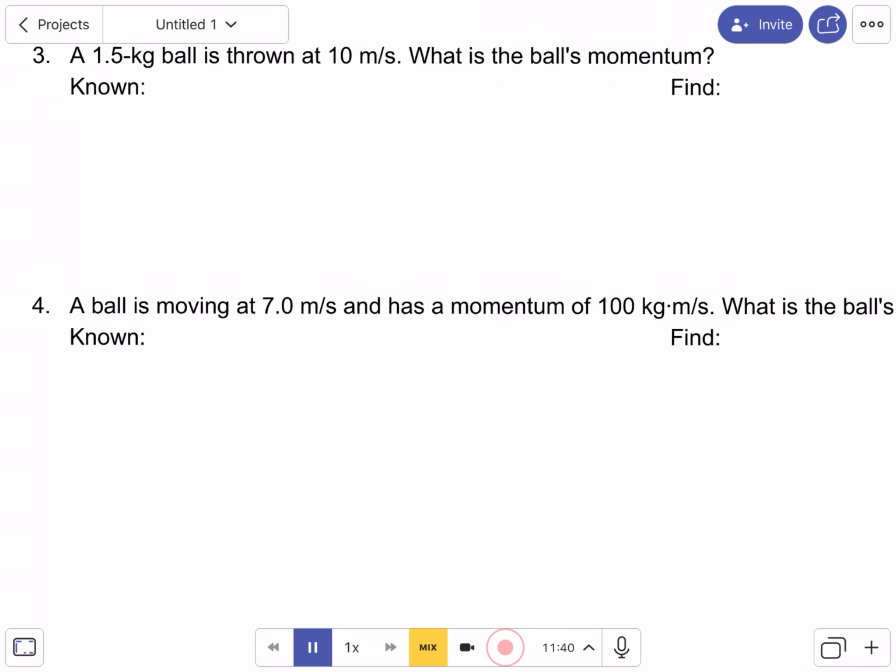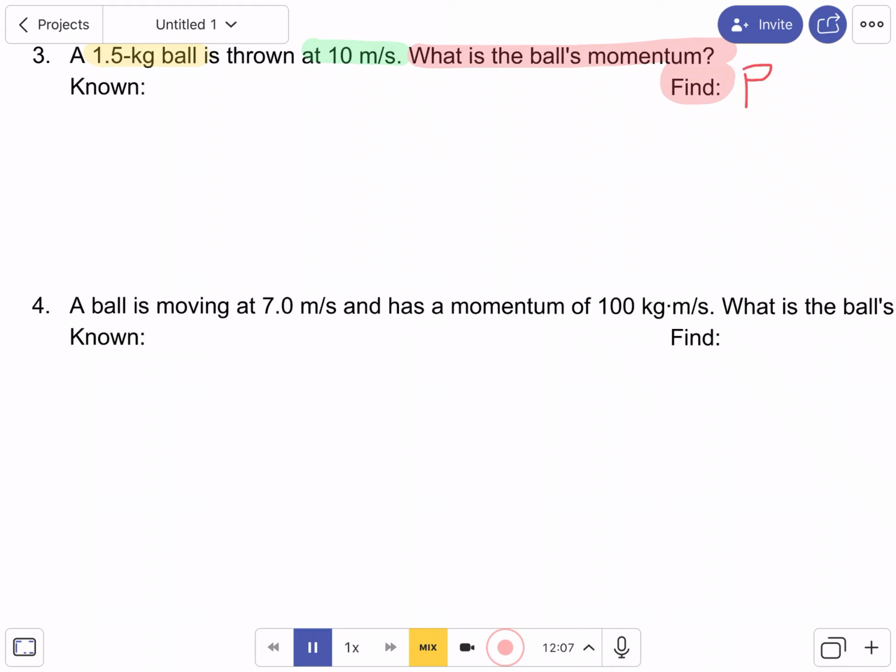So as we highlight, we have a 1.5 kilogram ball thrown at 10 meters per second, and we want to know its momentum. So I have 1.5 kilograms thrown at 10 meters per second. I'm looking for the momentum. And we're just going to label those things again. So we're trying to find P, momentum.